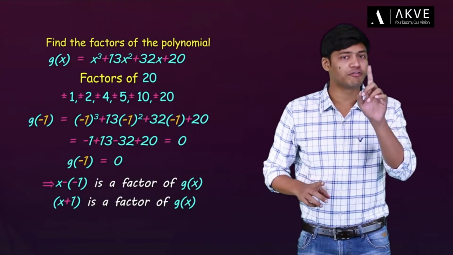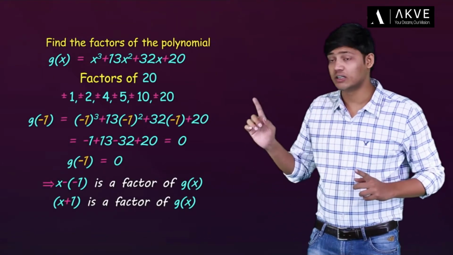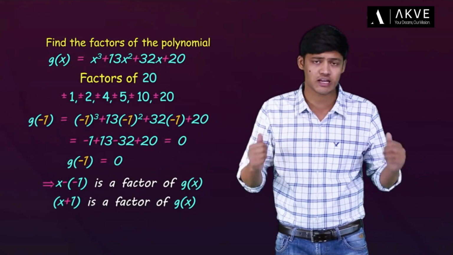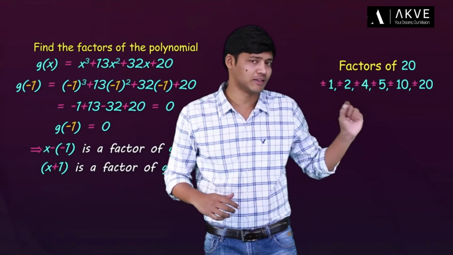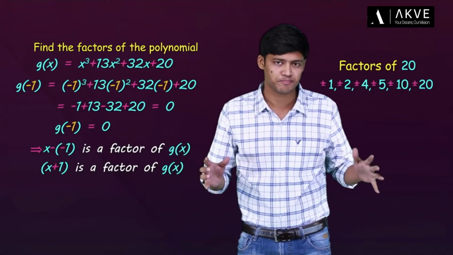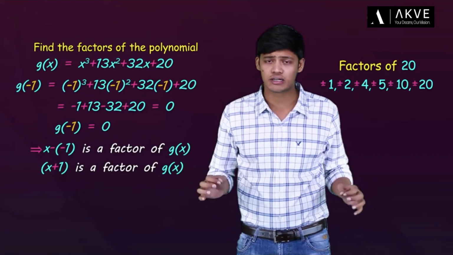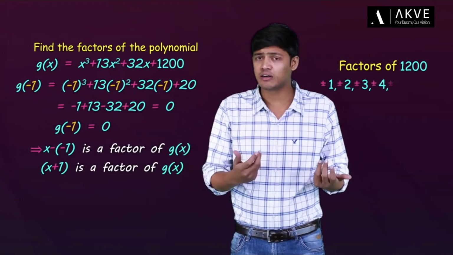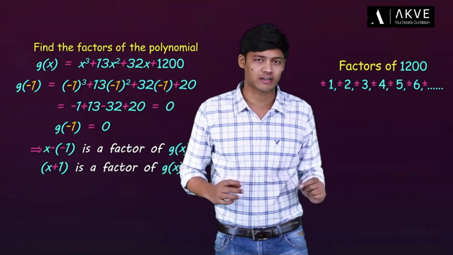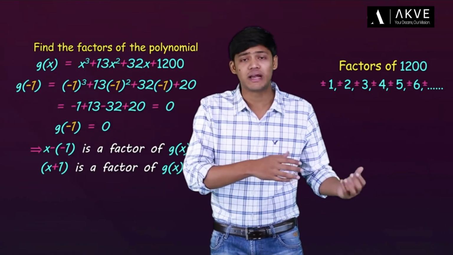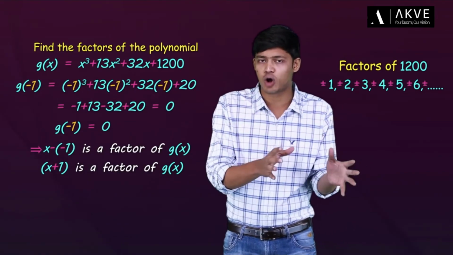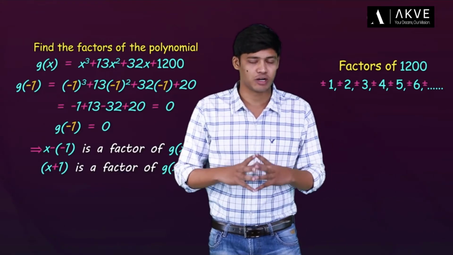Instead of finding only one factor from the factors of the constant term in the polynomial, we could have found all the three factors as well. But this method will turn complicated once the constant term is very large. That is, let's say if the constant term is 1200, then we will have a lot of factors and we cannot substitute each and every factor and see whether the polynomial is equal to 0 or not. So that's the reason we only stop when we get one factor.